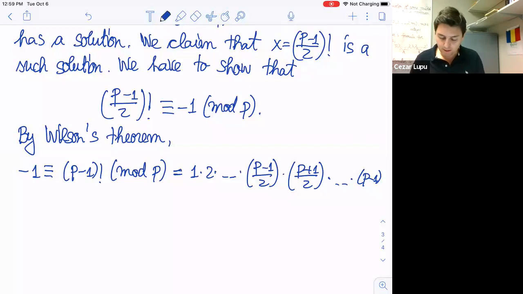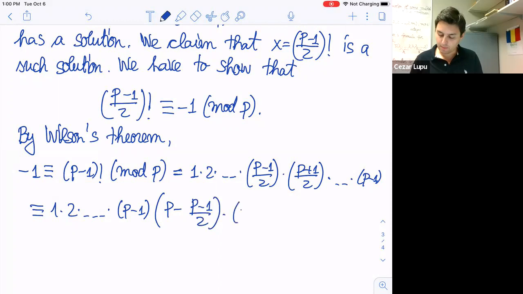And this will be congruent, and I want you to look carefully here, with what? With 1 times 2 times, and now I'm going to have P minus 1, and now everything will be (P minus 1)/2 times P minus 1.